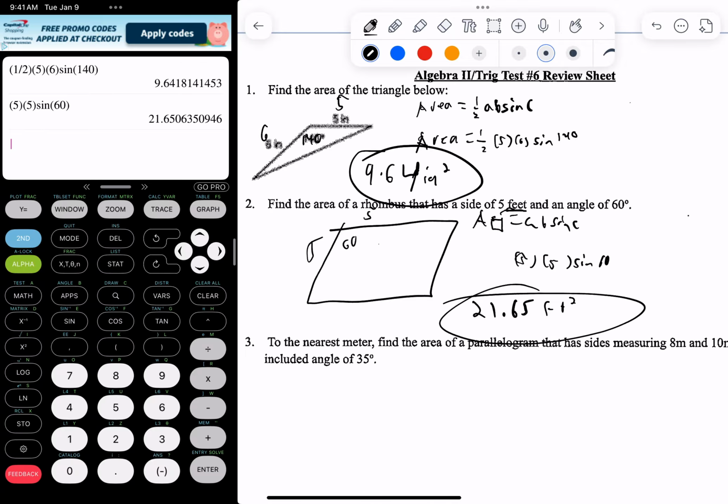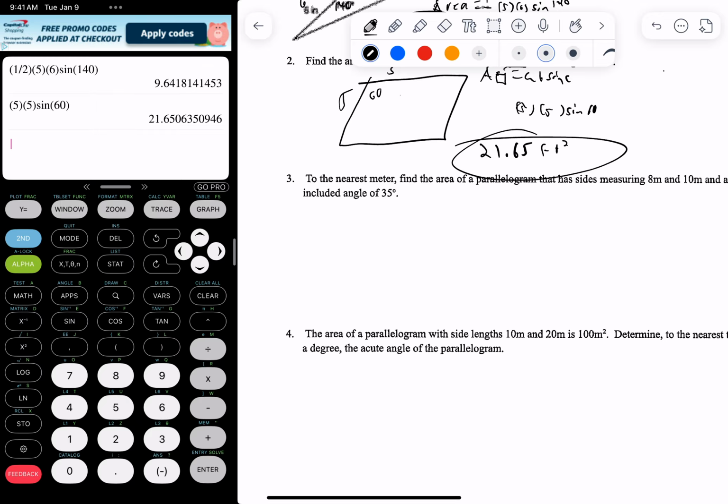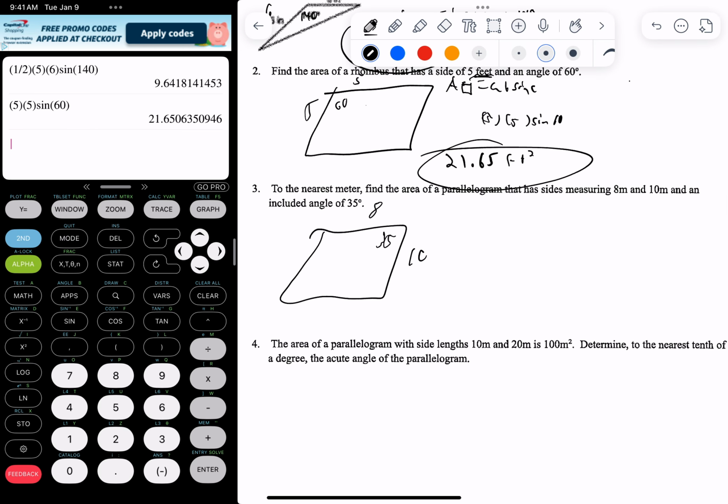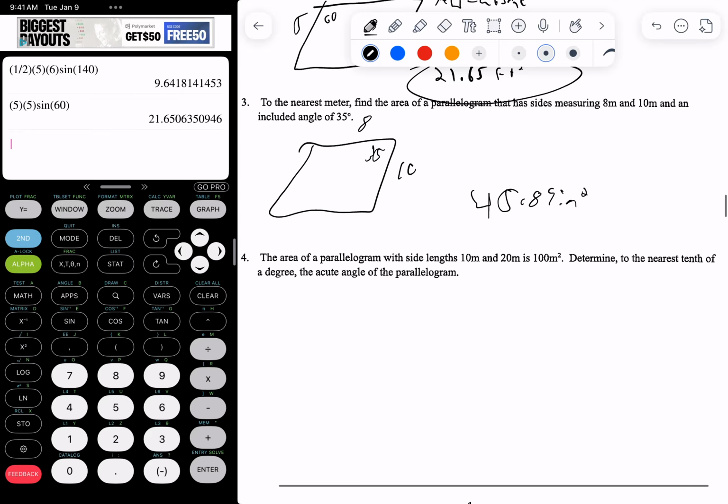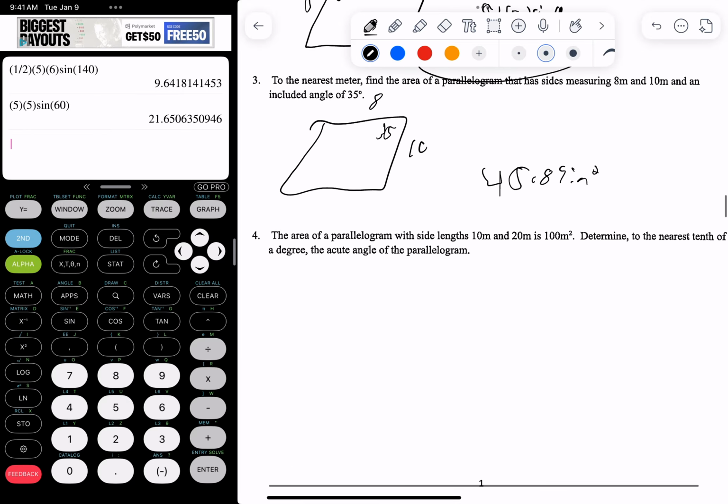Okay, so nearest meter, find the area of a parallelogram. This is the same thing as the rhombus. So 35, 8, and 10, right? Because this is a parallelogram, and it's telling us what each side is. It's the same formula. You'll end up with 45.89, but to save time, I'm not going to go through the whole thing.